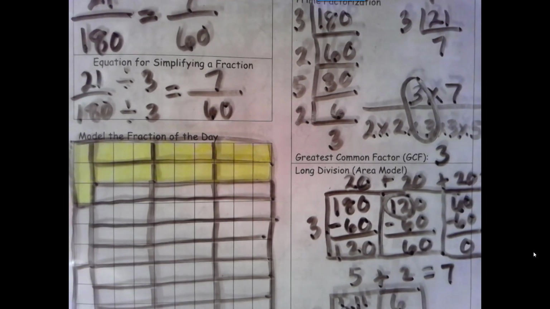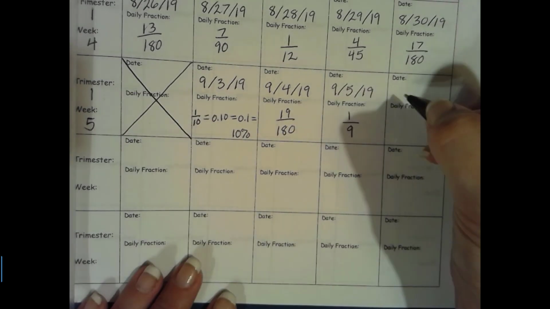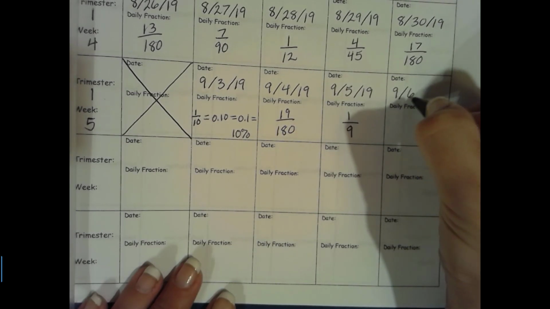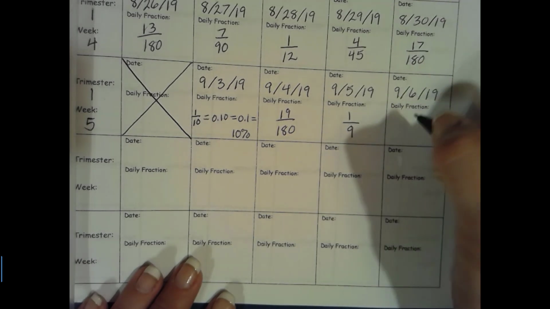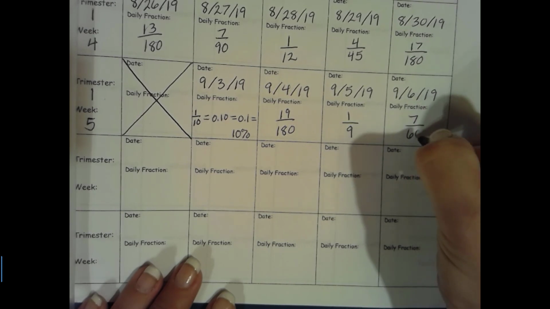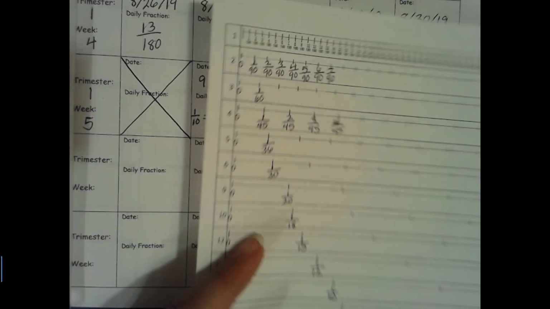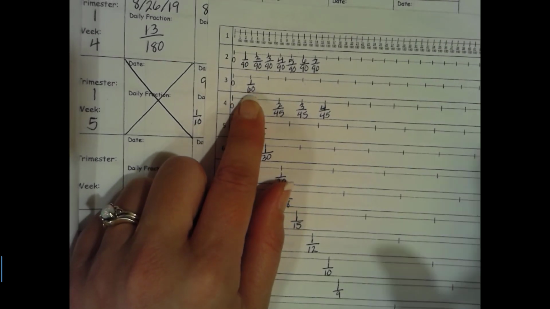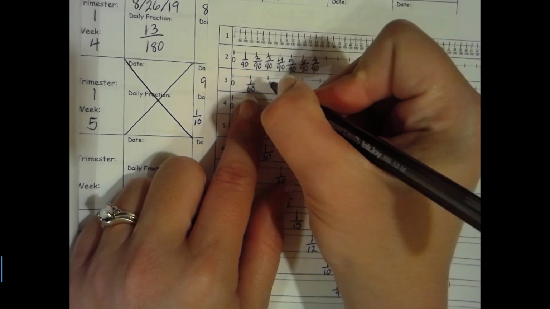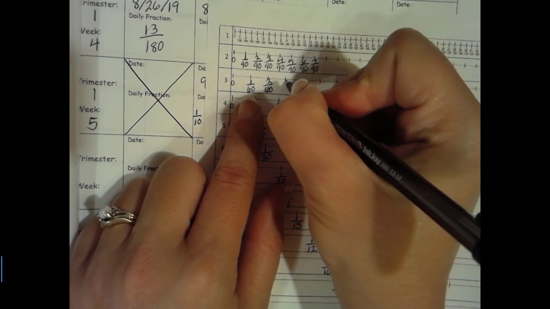Okay, now it's time to fill in our data collection page. Trimester 1, week 5. Today is 9/6/19. Our fraction for today is 7/60ths. Let's go ahead and look at our number line. We did groups of 3. So we only have down 1/60th. So here we have 2 pieces. So we have 2/60ths. 1, 2, 3, 3/60ths.